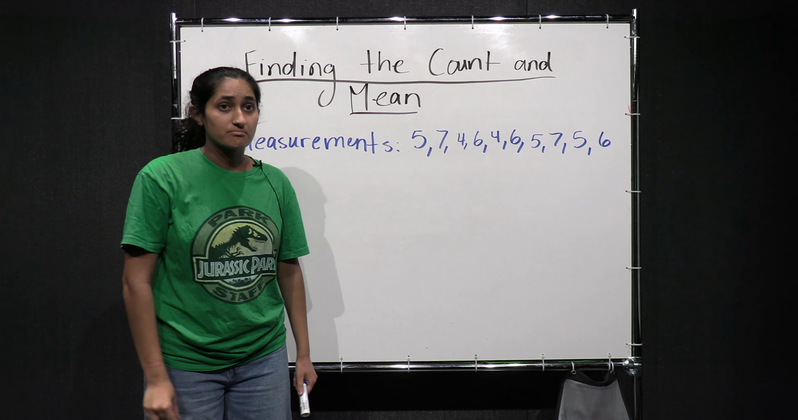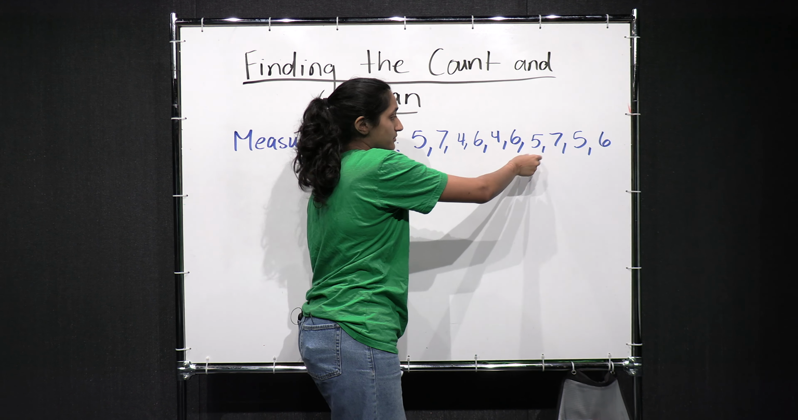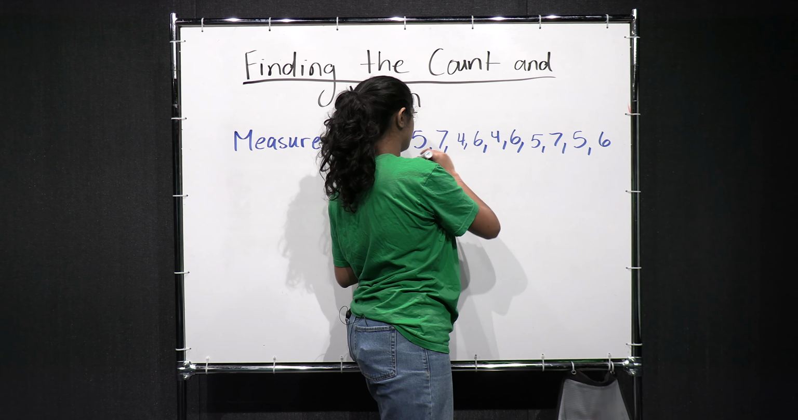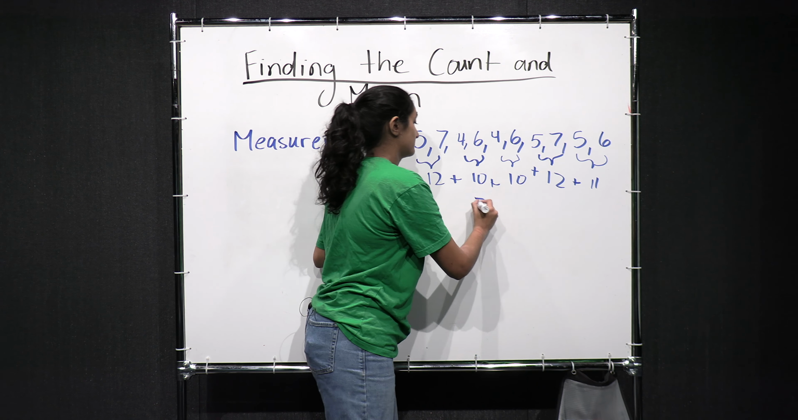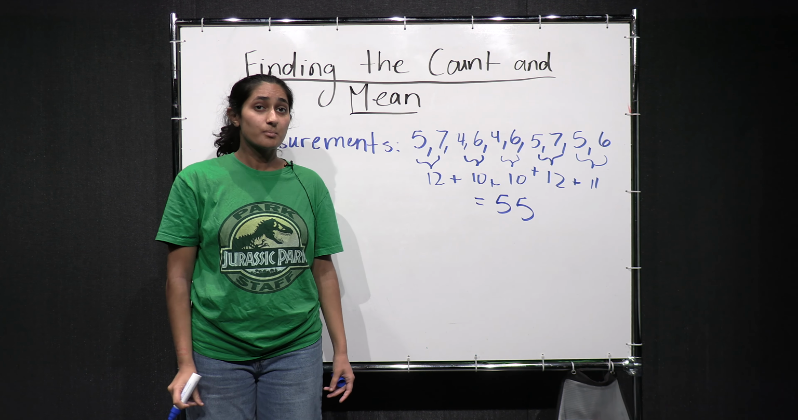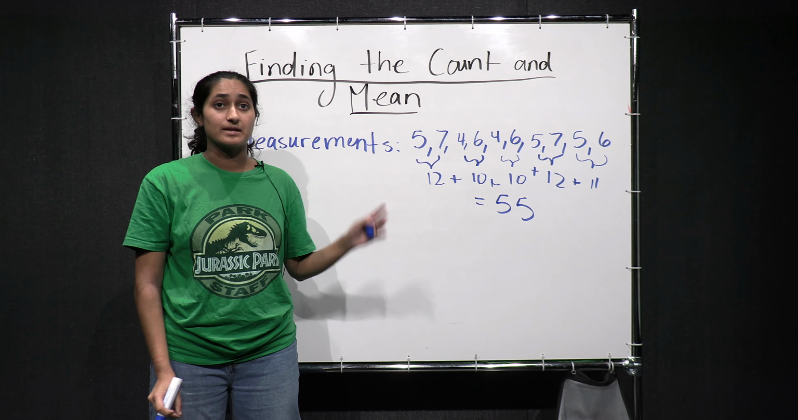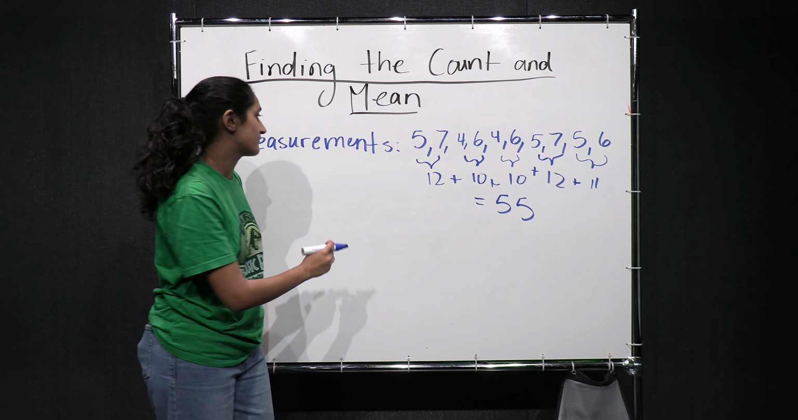Adding in pairs, they are 12 plus 10 plus 10 plus 12 plus 11. That is equal to 55. The number of measurements, or the count, is 10, so the mean is 55 divided by the count, 10, or 5.5.